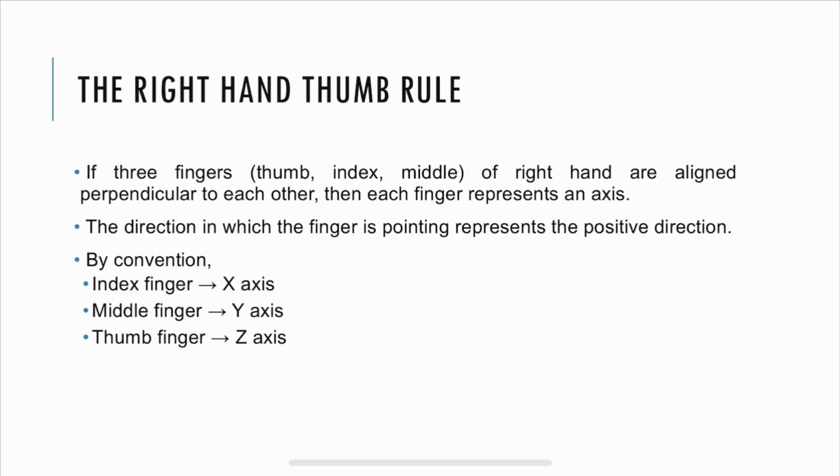As the rule says, you need to use your right hand and align the three fingers, that is the thumb, index, and middle, in such a way that they are all perpendicular to each other. If you align in this orientation, then each finger represents an axis, and the direction in which the finger is pointing represents the positive axis. By convention, the index finger is pointing the x-axis, the middle finger represents the y-axis, and the thumb represents the z-axis. And the direction in which the finger is pointing is the positive side of the axis.